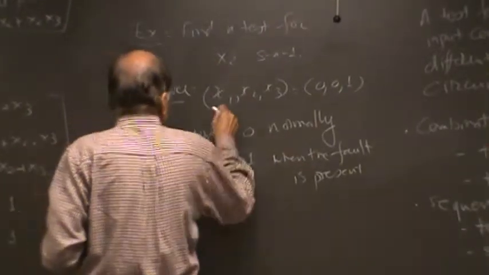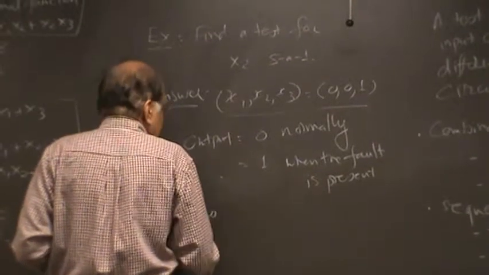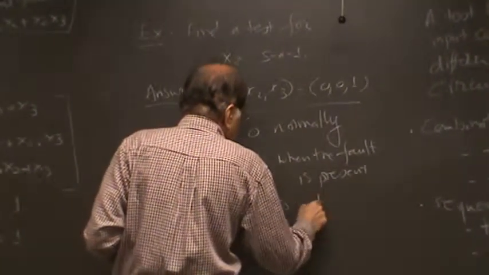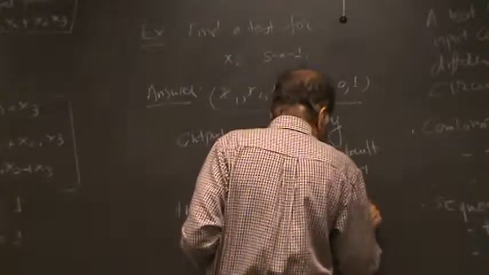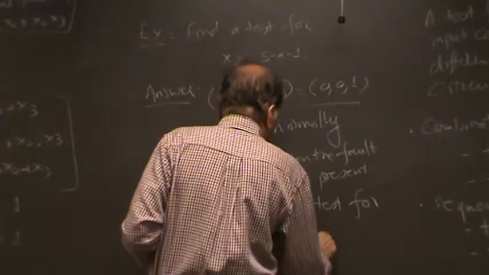So the conclusion is that this is a test. Thus, 0, 0, 1 is a test for x2 stuck at 1.